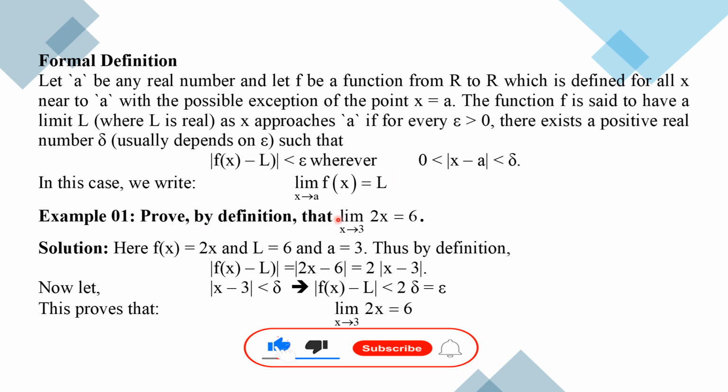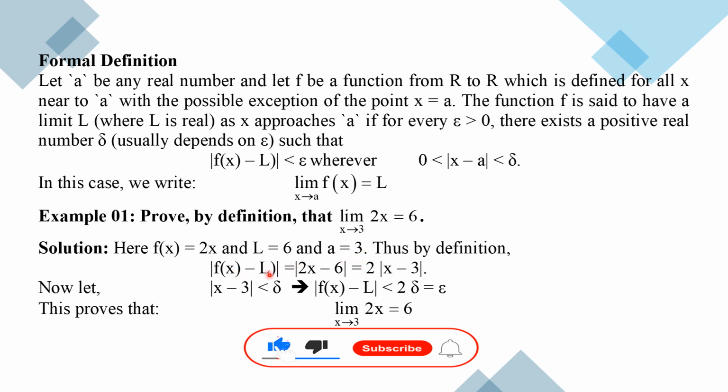Using this informal definition, we can prove two examples. The limit as x tends to 3 of 2x is equal to 6. Here f of x is 2x, L is equal to 6, the limit is 6, and a is equal to 3.